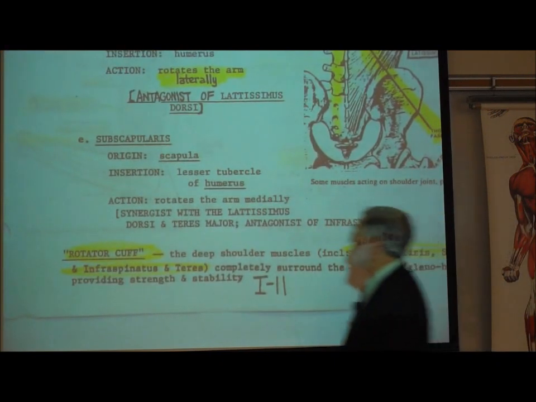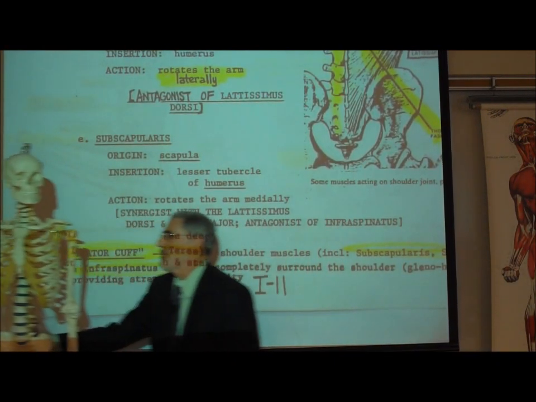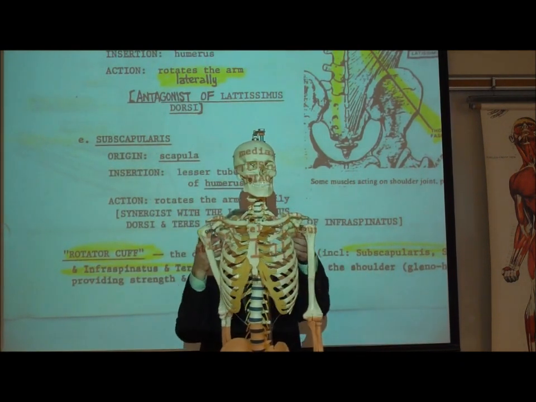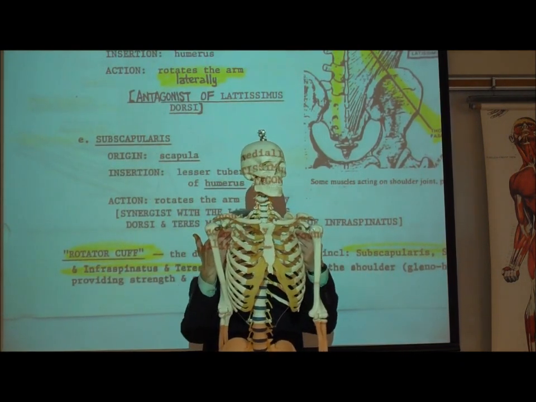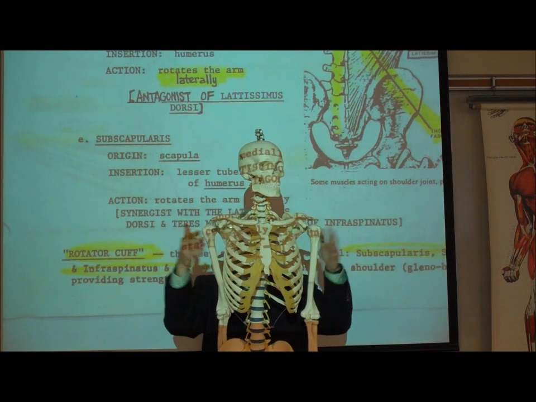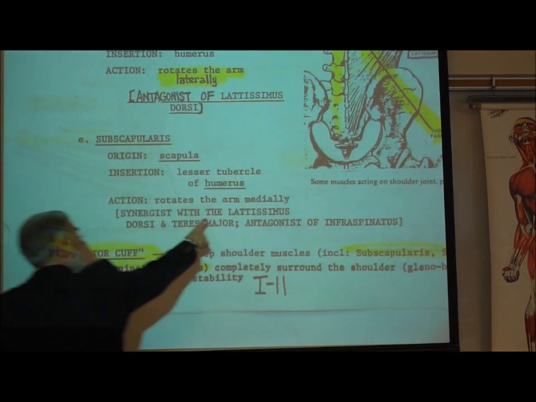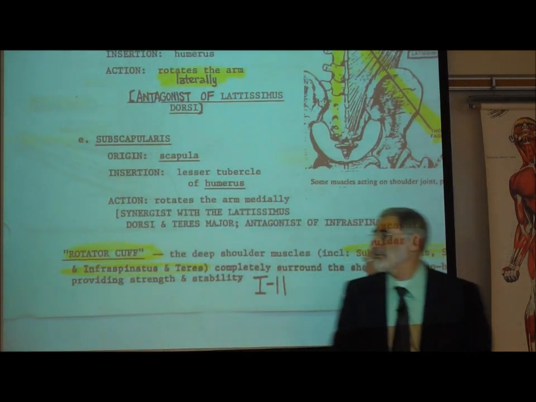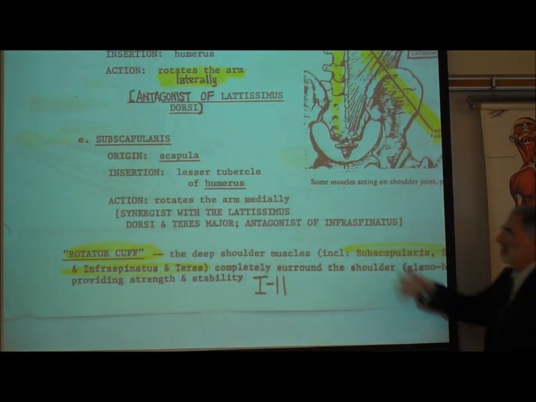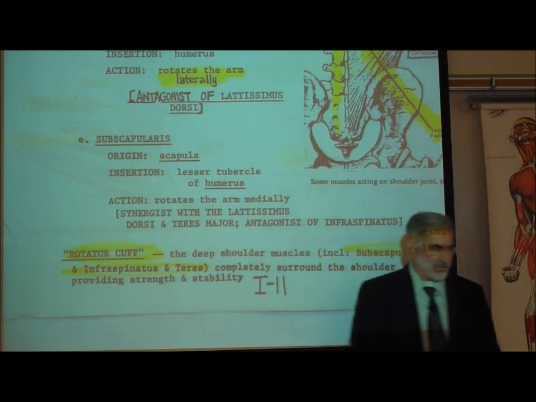All right, the last muscle we're going to mention is the subscapularis. The subscapularis, obviously from its name, originates on the front side of the scapula, the subscapular fossa, and inserts on the humerus. And it, again, rotates the upper arm medially. In that respect, it's a synergist with the Latissimus Dorsi and Teres major.